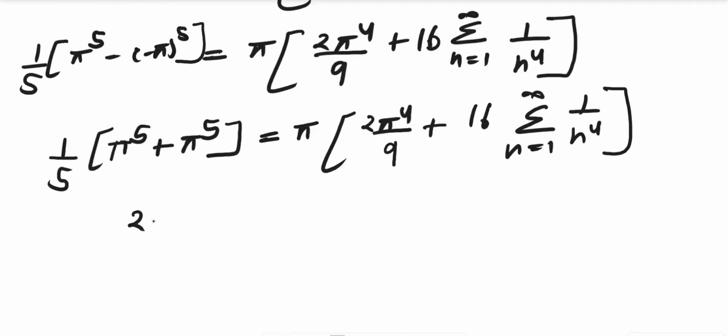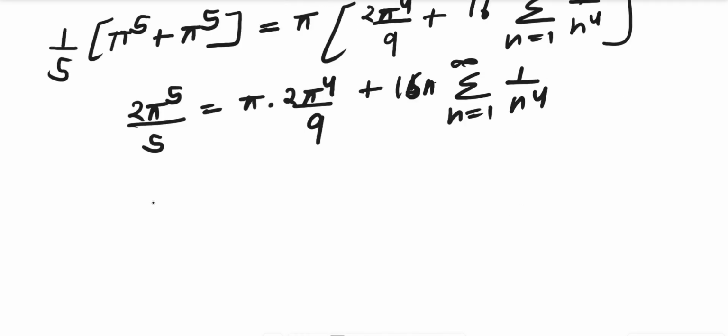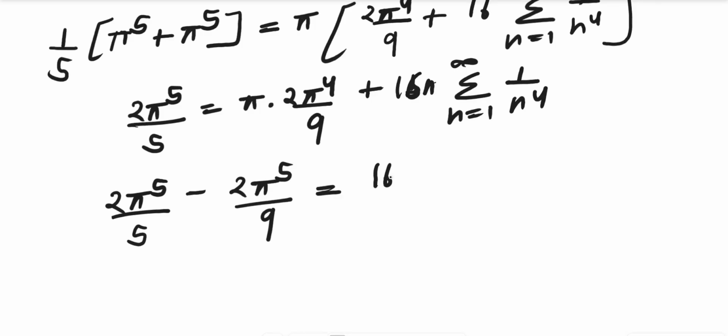Now it becomes 2 pi raised to the power 5 divided by 5 is equal to pi multiplied by 2 pi raised to the power 4 divided by 9 plus 16 pi summation n is equal to 1 to infinity 1 upon n raised to the power 4. Now it is equal to 2 pi raised to the power 5 divided by 5 minus 2 pi raised to the power 5 divided by 9 is equal to 16 pi summation n from 1 to infinity 1 upon n raised to the power 4.